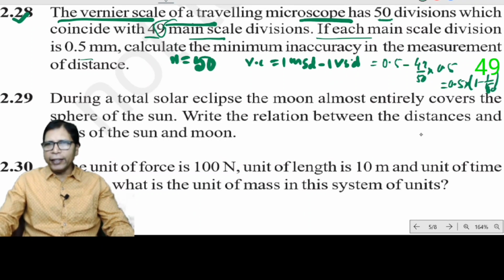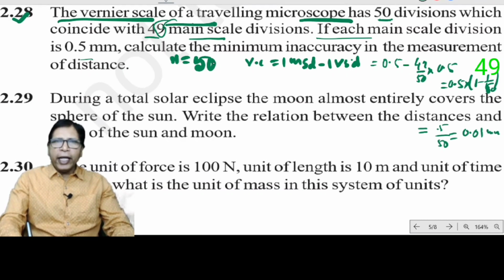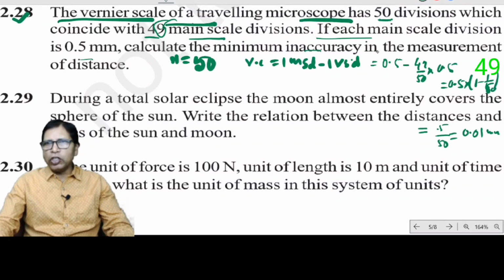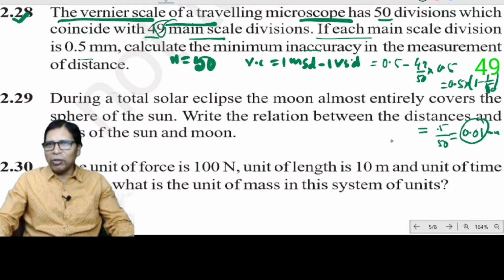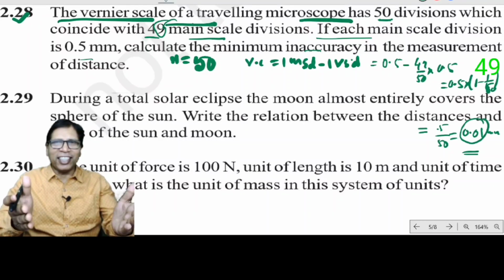So this becomes 0.5 by 50, which is 0.01 mm. Calculate the minimum inaccuracy of the measurement. The minimum inaccuracy of the measurement is the VC, that is the least count. So the answer is 0.01 millimeter.